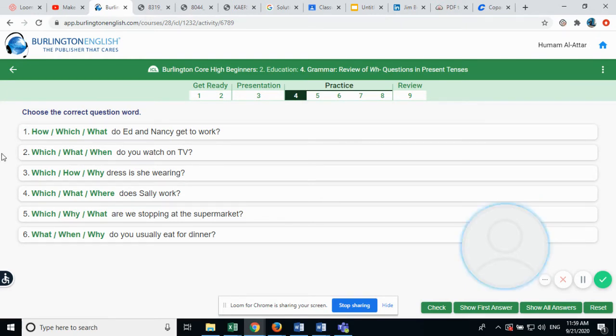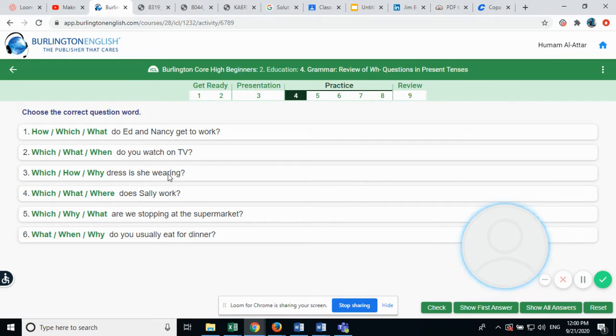And for number two, we have which, what, and when. Do you watch on TV? Choose the correct question word from these three. Which, how, why.